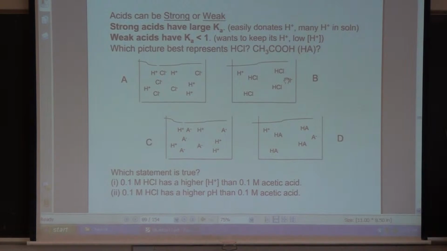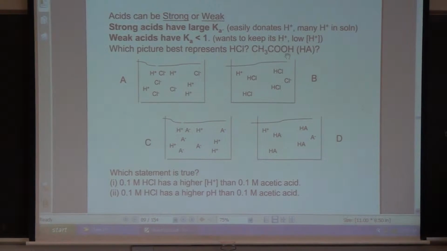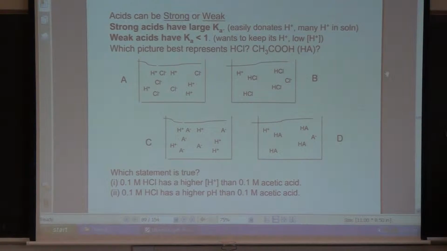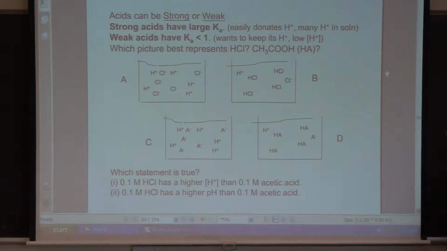So which picture best represents HCl? Is it going to be A, B, C, or D? So HA represents the acetic acid, HCl is HCl. So which one best represents HCl? A, B, C, or D? A? Why A?